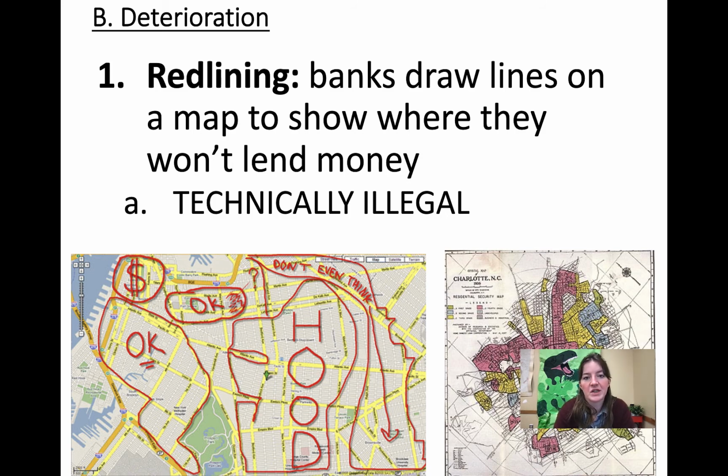So with the deterioration in urban areas, one of the things that's going to cause this is a process called redlining. And again, we've talked about redlining. This is where banks draw lines on a map to show where they won't lend money. Basically, the overall concept comes down to they won't lend money to poor people. They won't lend money to particular neighborhoods. And often what we see with that is that these neighborhoods are occupied by people of color. So it becomes very much de facto segregation and very much de facto structural racism. And this is technically illegal, but it does happen.